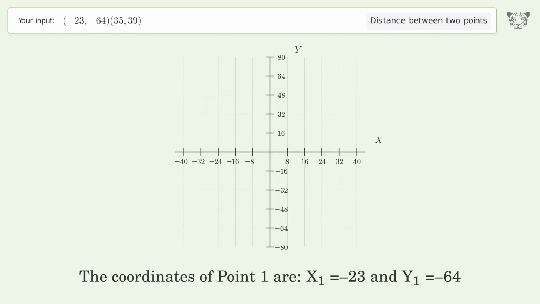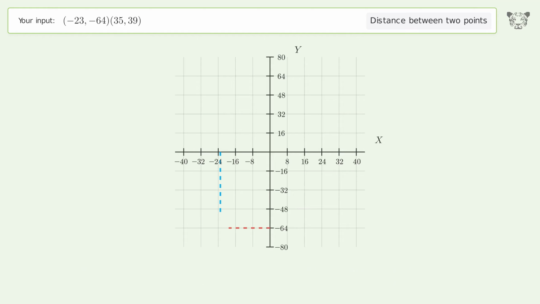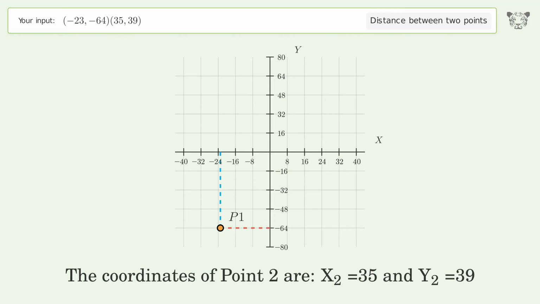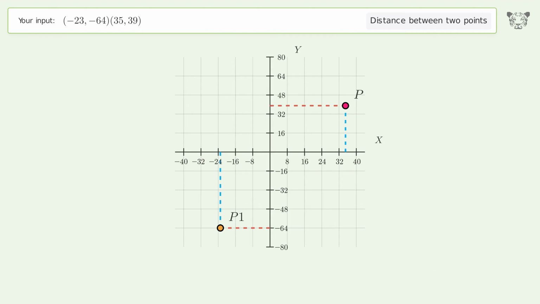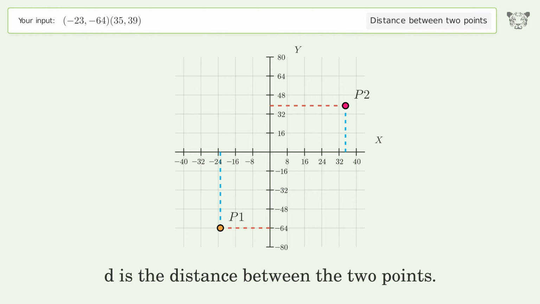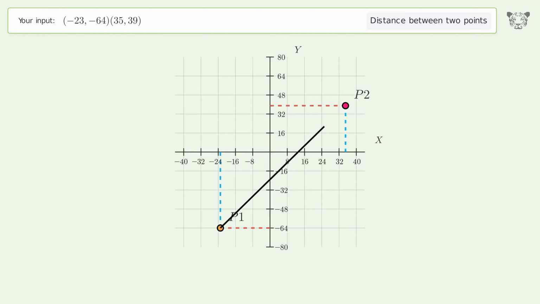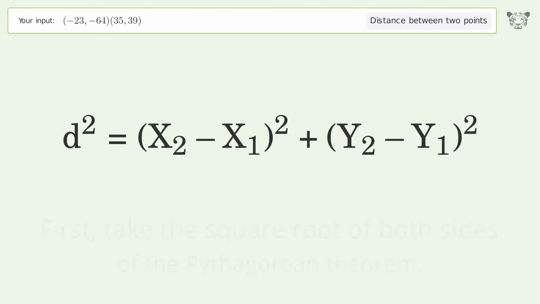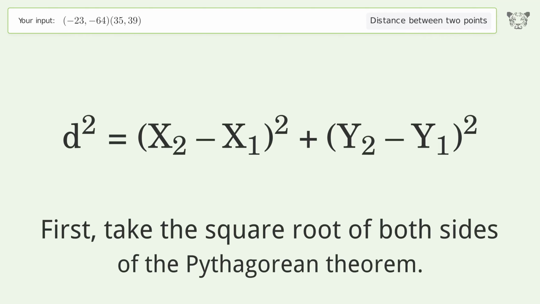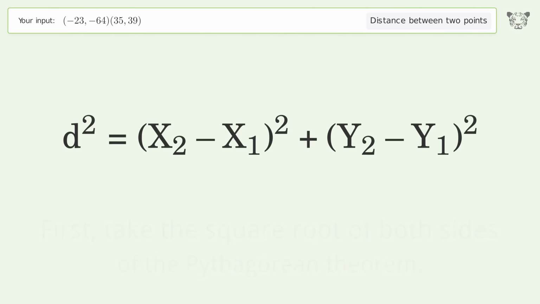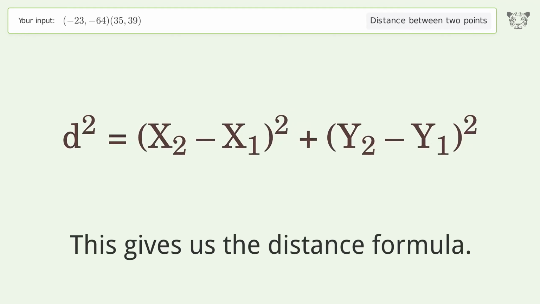The coordinates of point 1 are x1 equals -23 and y1 equals -64. The coordinates of point 2 are x2 equals 35 and y2 equals 39. D is the distance between the 2 points. First, take the square root of both sides of the Pythagorean theorem. This gives us the distance formula.